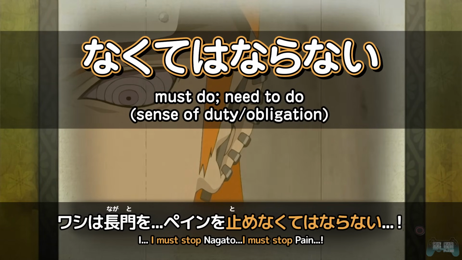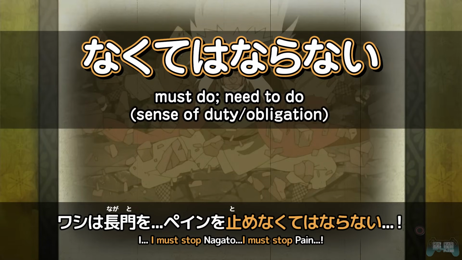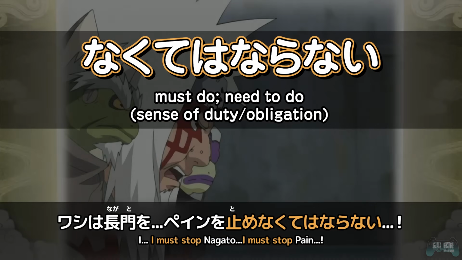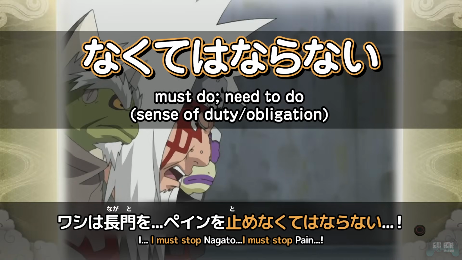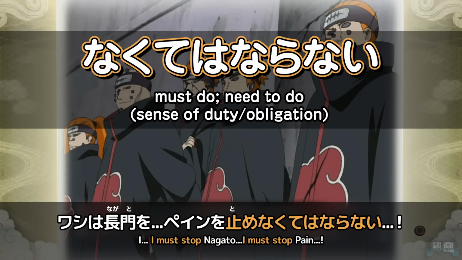So the core meaning of ikenai is a kind of subjective view that something is not good. However, with naranai, its core meaning is that it is objectively bad, and there's this sense of obligation to either the rule or society that an action must be done. And so here it's being used rather fittingly in a clip where Jiraiya has realized that Nagato is Pain, and he is perhaps the greatest threat to peace and stability in the ninja world, and so he feels this sense of obligation to stop him. And so he says, Pain o tomenakute wa naranai.